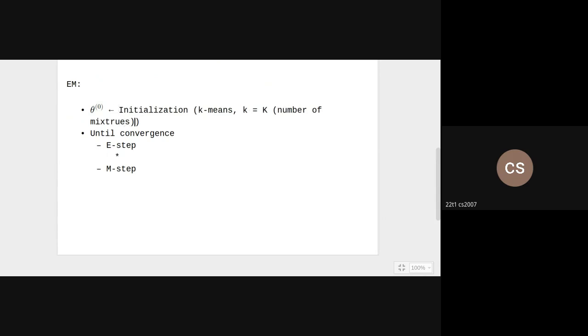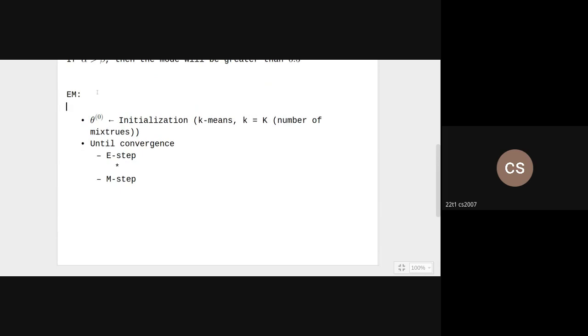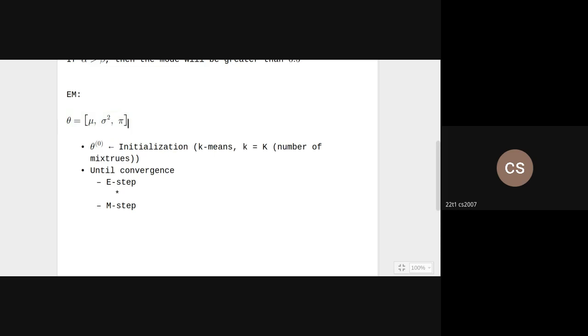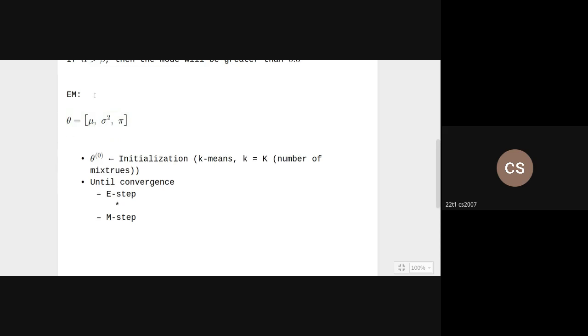Okay, initialization will give you some parameters. So again, what is theta? Theta is this trio of all the mu's, all the sigma squares, and pi. So how many of these values are there? There will be k mu's, k sigma squares, and k pi's. Of course, all the k pi's are not free parameters. Only k minus 1 of them are free, because if you sum the pi k's, they should be 1.